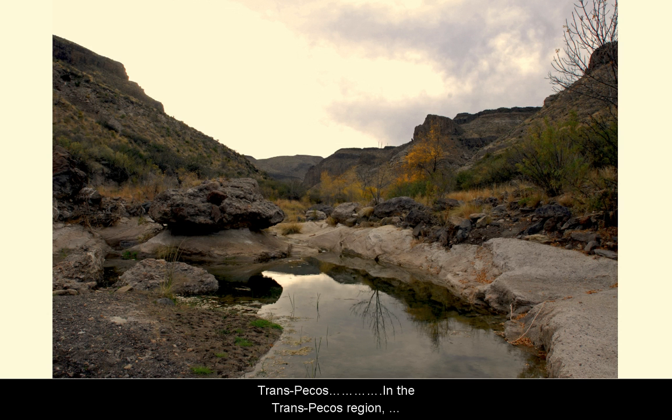Trans-Pecos wetlands. In the Trans-Pecos region, spring-fed wetlands are often found on the side of mountains or in small mountain valleys. These are called mountain springs. These are small wetlands found in the Guadalupe Mountains, Chisos Mountains, and other rugged highland areas of West Texas.